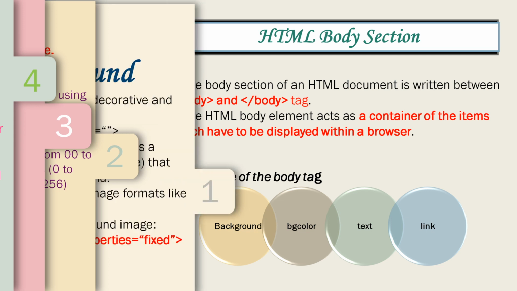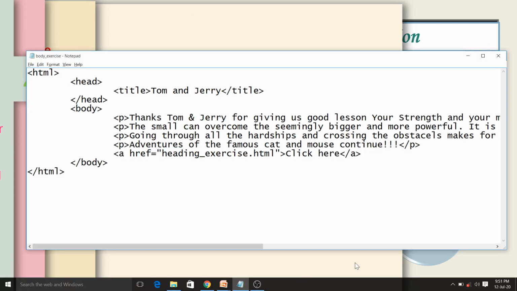First we will start with background. Here I have to write the attribute after giving space, background. This attribute is used to add an image as a background to your web page. Instead of presenting your content on simple white background, we can present it on decorative and colorful background.